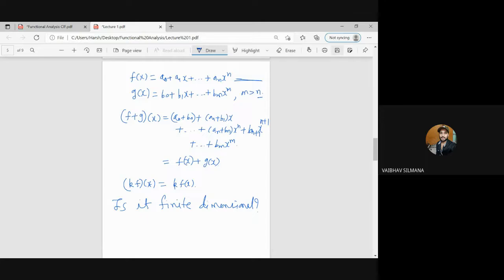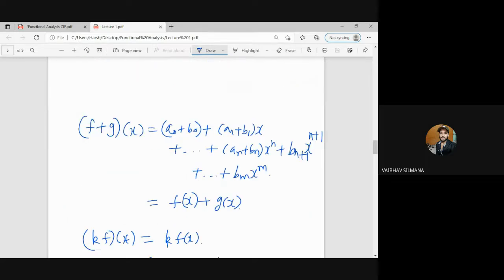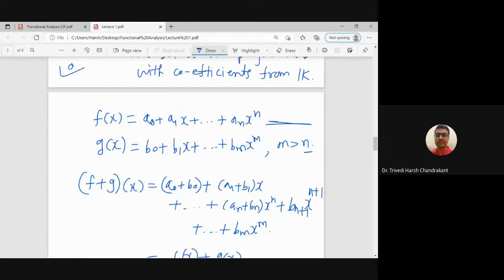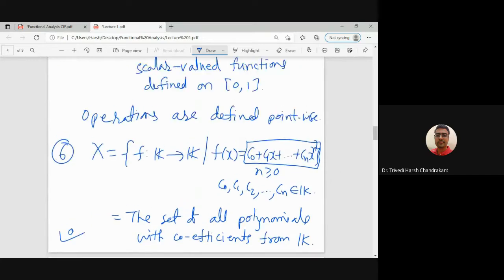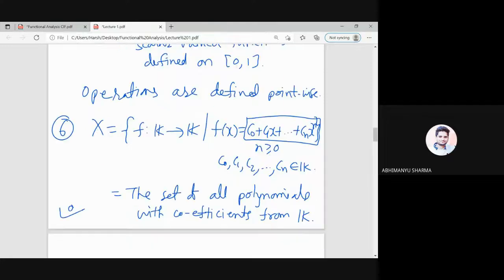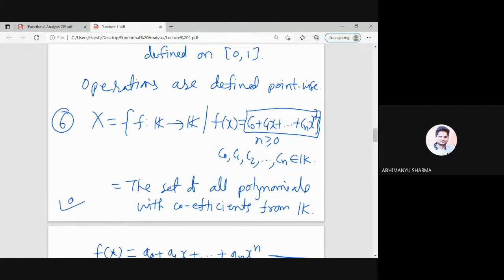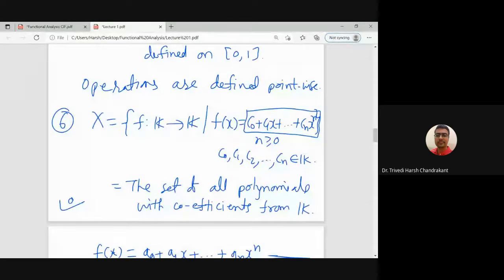Yes, sir, it's finite dimensional. So what is the dimension? M plus 1. M plus 1. So again I'm explaining this set. I'm not taking n-dimensional; it is the set of all polynomials, infinite dimensional, because the degree of the polynomial is not fixed. We are taking all polynomials. That is what I'm explaining, that we are taking all possible n.